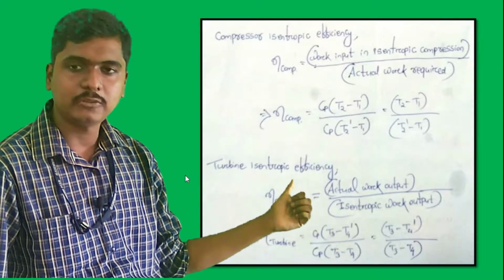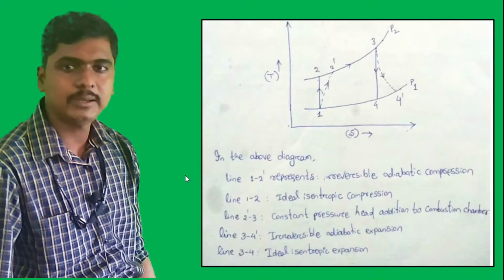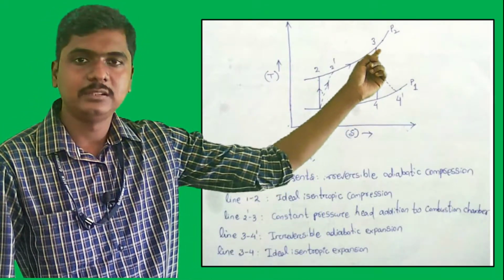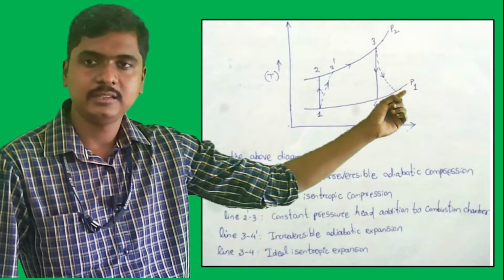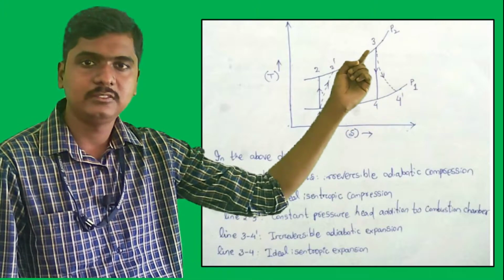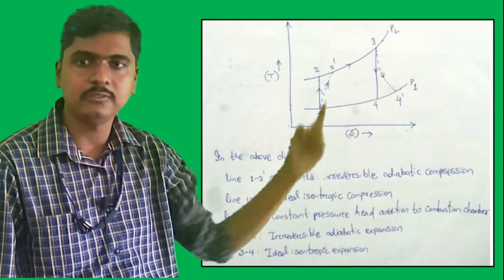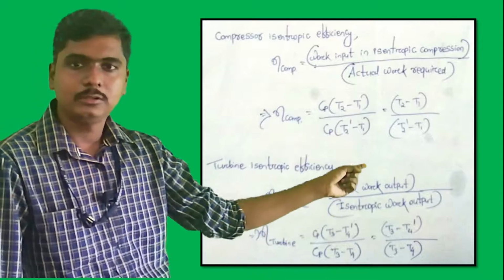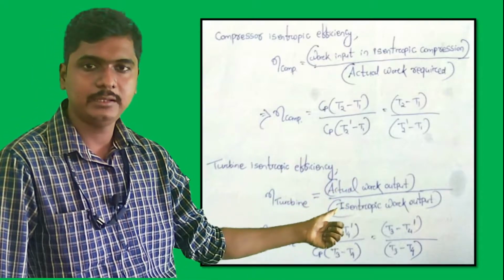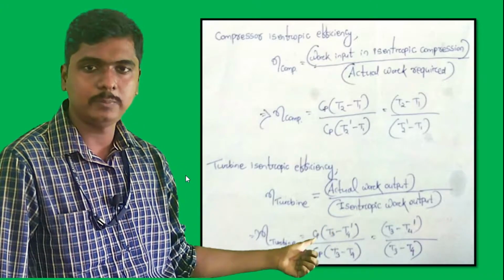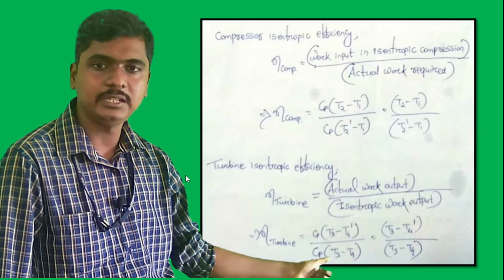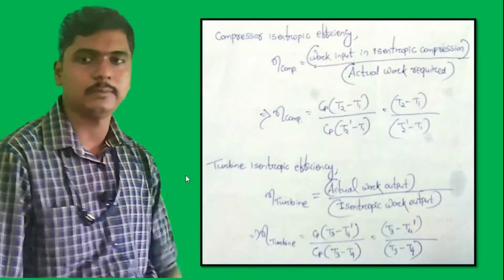Now coming to the turbine efficiency. Actual is Cp into (T3 minus T4 dash) and ideal is Cp into (T3 minus T4). So turbine efficiency is the actual work output divided by the isentropic work output, that is Cp (T3 minus T4 dash) divided by Cp (T3 minus T4). So this is the turbine efficiency.